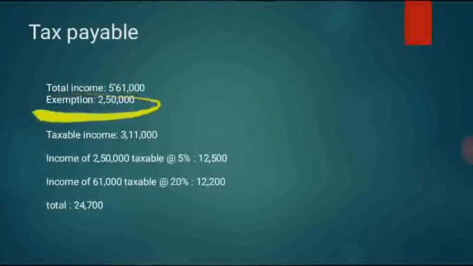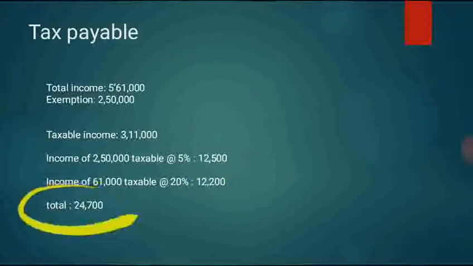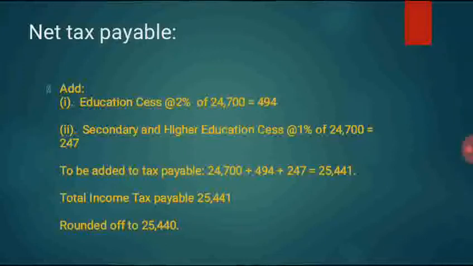Income of rupees 2,50,000 out of rupees 3,11,000 at the rate of 5% is 12,500, and income of 61,000 out of 3,11,000 is taxed at the rate of 20%, that is 12,200. So the total income tax is 24,700. To this income tax we have to add the primary education cess at the rate of 2% of the income tax to be paid, that is 2% of 24,700 in this case, that is 494, and 1% of the secondary and higher education cess at the rate of 1%, that is 24,700 into 1 divided by 100, that comes to 247. This amount is to be added to the income tax.